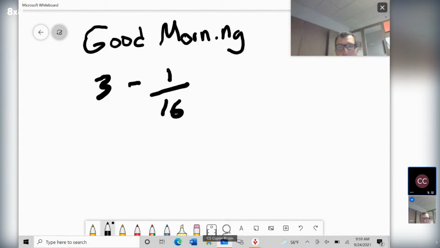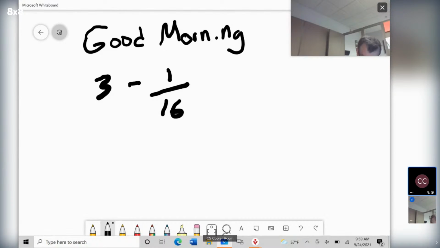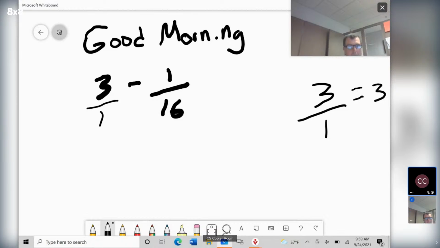Sometimes you'll see a subtraction problem when you have a whole number, in this case, 3 minus 1/16. And we can make these both fractions really easy. Anything over 1 is going to be the top number. So 3 over 1 is the same as 3. So all we're going to do is put that 3 over 1, and then we have two fractions.